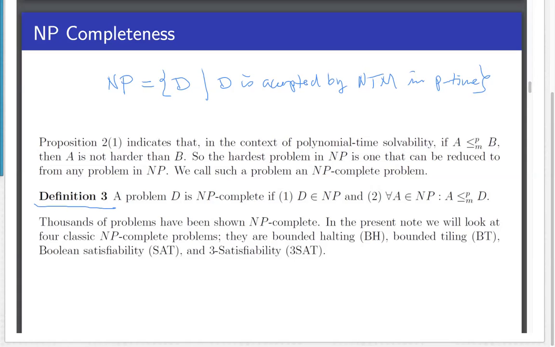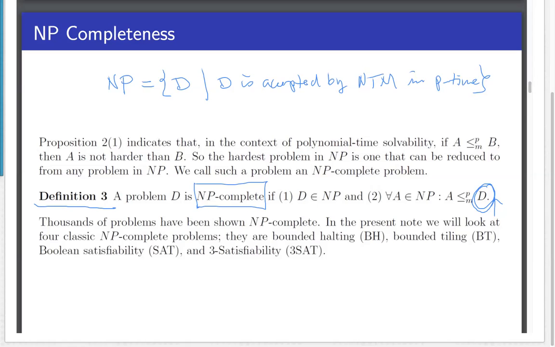Then this D is the hardest because if D is solvable in polynomial time, then every problem in NP is solvable in polynomial time. Which means that P is equal to NP, right? Okay, so that is this concept. Once we have this concept, we want to know what kinds of problems are NP complete. So how can we prove that a problem in NP is the hardest in NP?